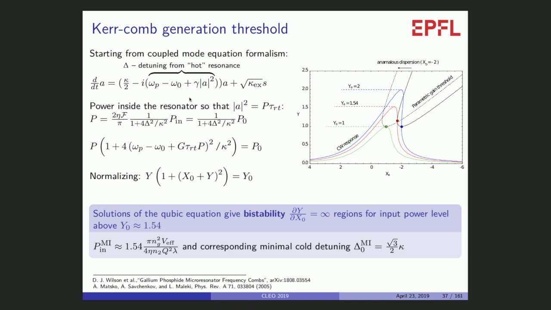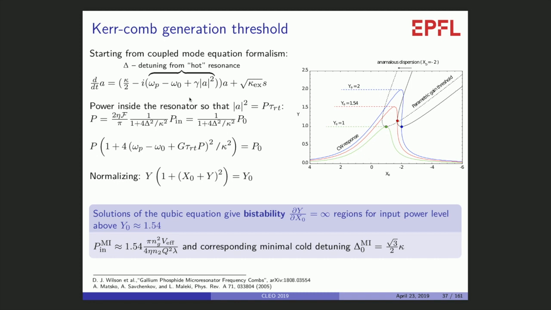Okay, so you can see here again this tilted cavity resonance. And what you see here is different powers. The power of 1.54 corresponds to the threshold. And if you look very precisely, you see that at this point, for this red curve, the system starts to become bistable, exactly at that point. So if you go further to the blue solution, the blue is already bistable, meaning that you have two solutions for a given pump detuning here. And the red one is exactly the onset of the bistability.